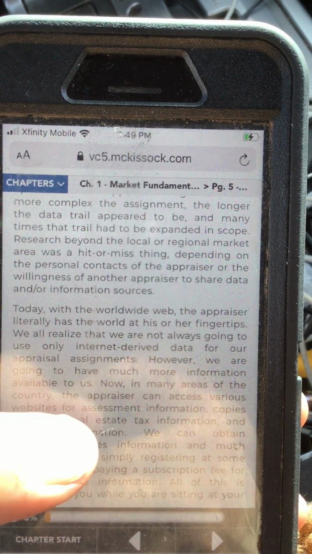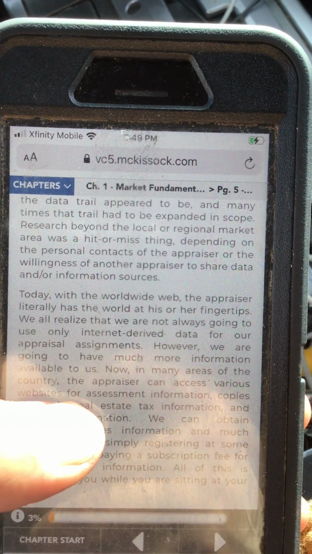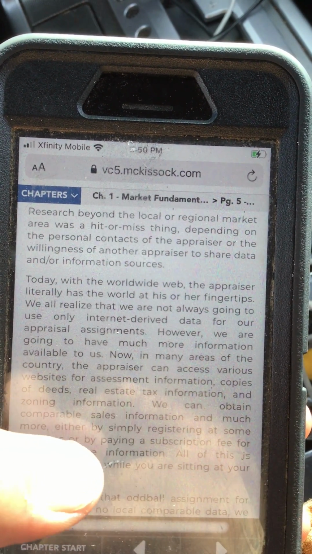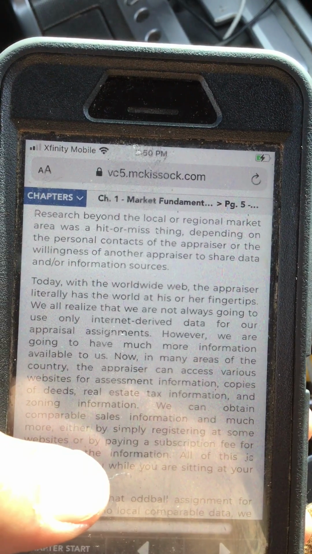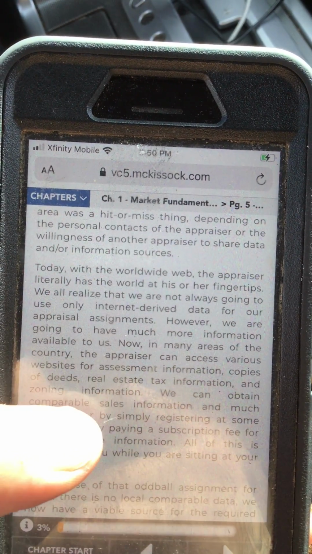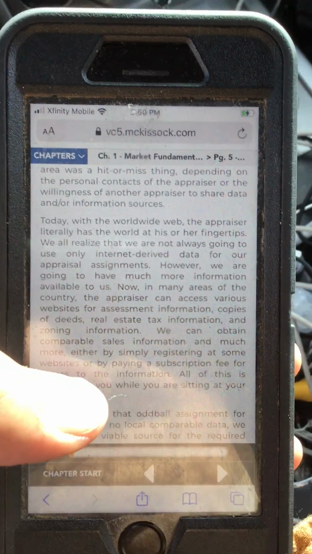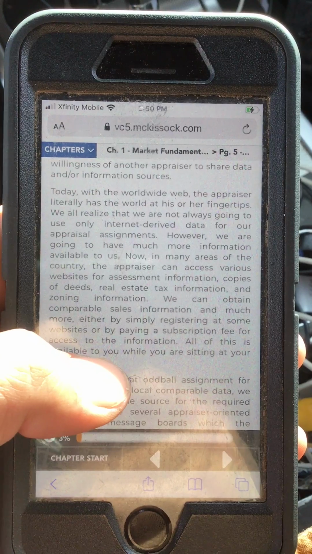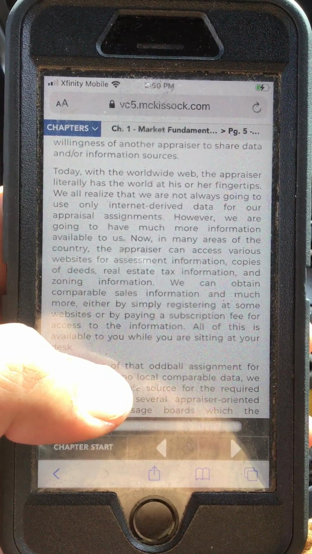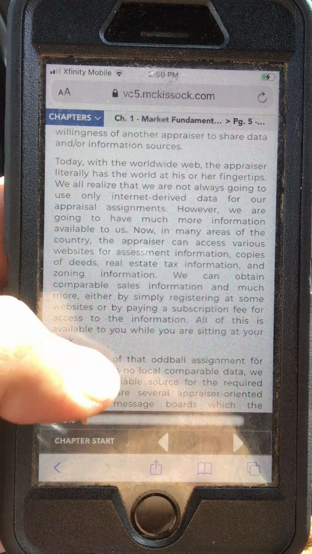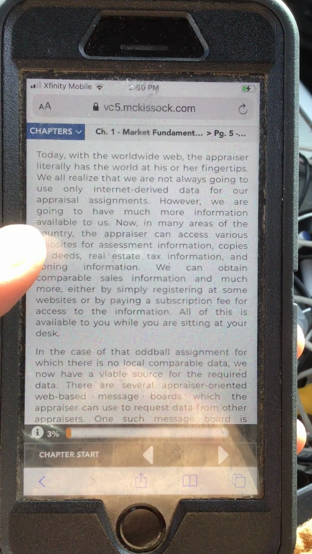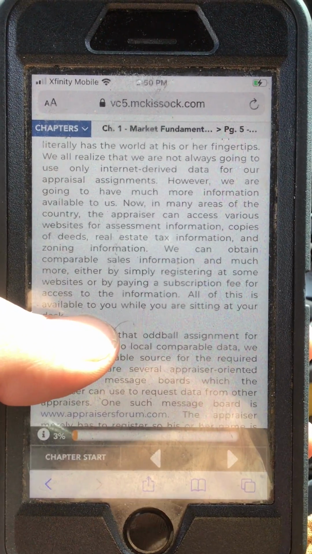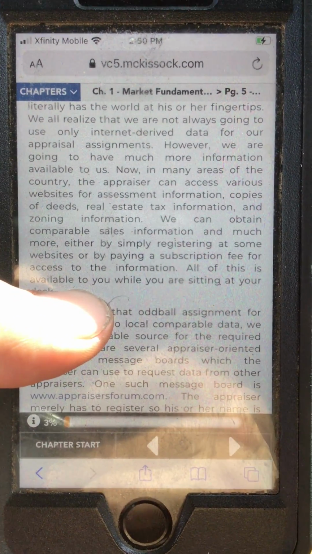The more complex the assignment, the longer the data trail appeared to be, and many times that trail had to be expanded in scope. Research beyond the local or regional market area was a hit or miss thing, depending on the personal contacts of the appraiser or the willingness of another appraiser to share data and/or information sources. Today, with the World Wide Web, the appraiser literally has the world at his or her fingertips.